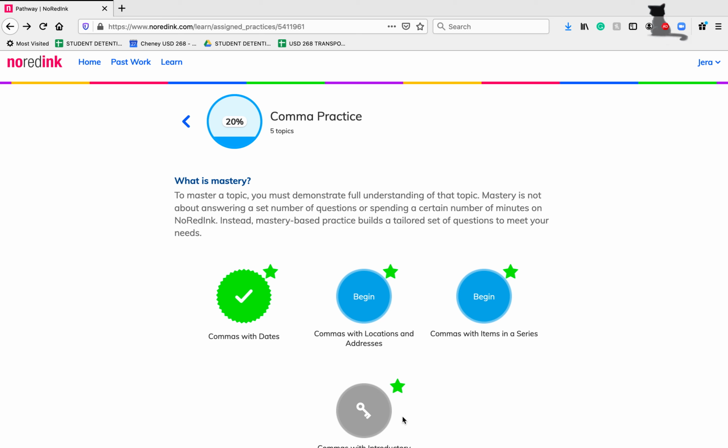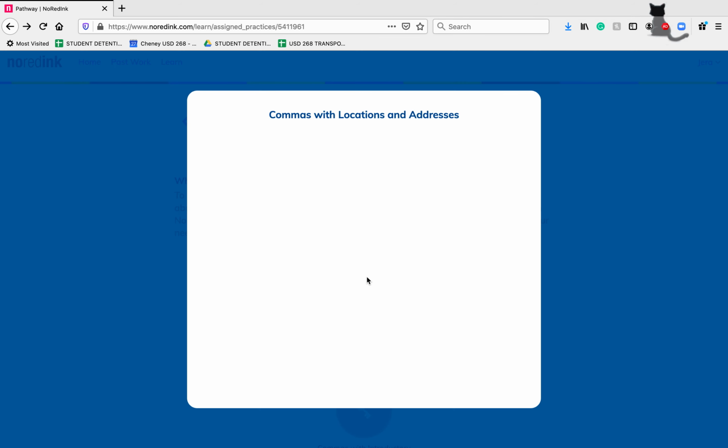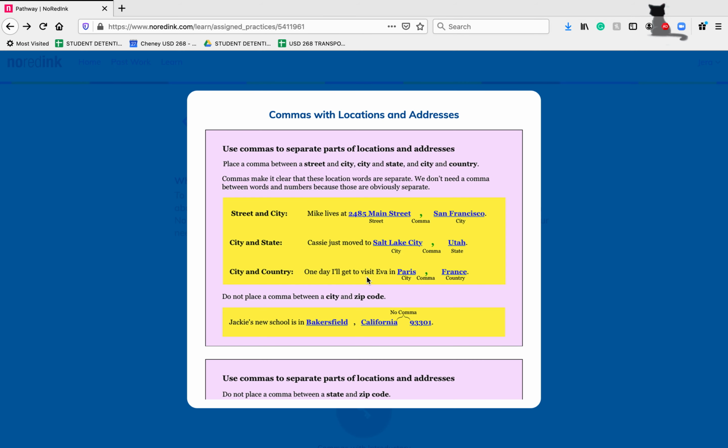Going to focus on the commas with locations and addresses bubble on NoRedInk. So we're going to start just with the NoRedInk lesson that it shows here. We do like to separate sections of the address to make it clearer and easier to read. Now, it's going to differ how you punctuate an address if it's on an envelope or if it is written in a straight line in a paper or something like that. So the format will be a little bit different depending on what you're doing.